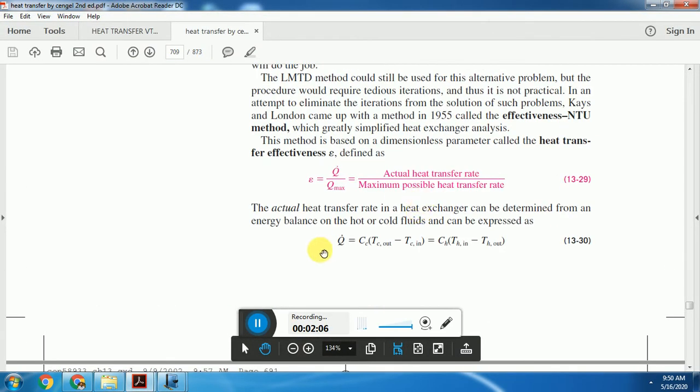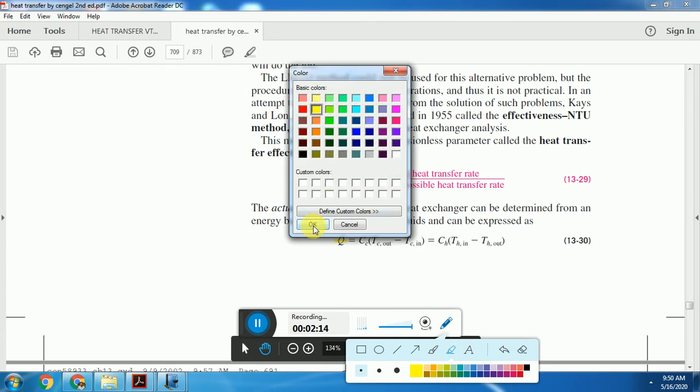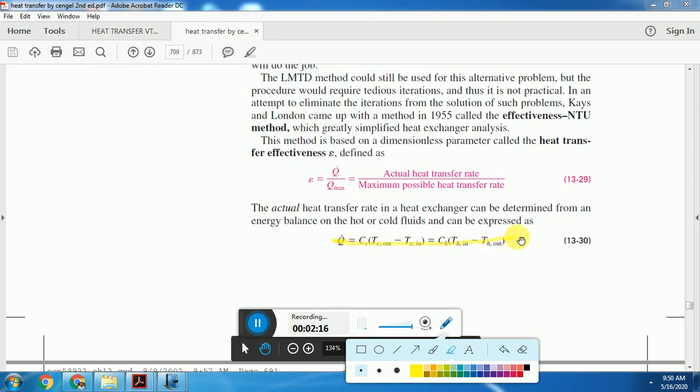You can see here, heat transfer from the cold fluid is equal to mc of C into Tc naught minus Tci, which is equal to Ch into Thi minus Th naught. Here Cc is nothing but mc into Cp of C. This is the actual heat transfer rate. This equation is the actual heat transfer rate.